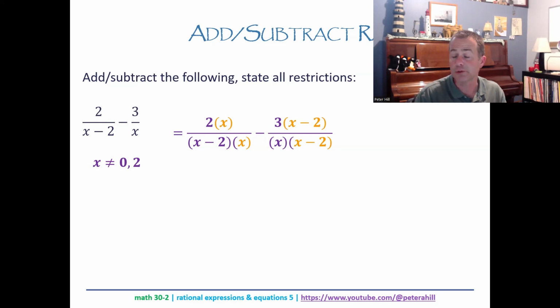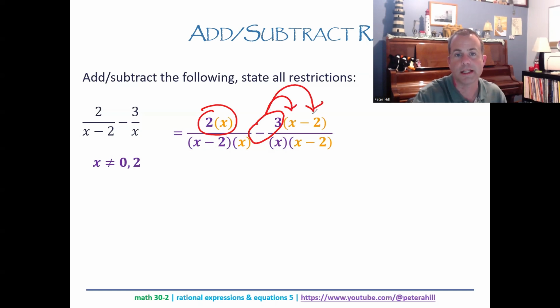Now, on the bottom, I've got that x times x minus 2. I can just leave that in factored form. I don't need to multiply that, but I do need to clean up the top. So if I'm cleaning up the top, this is going to be 2x. I need to watch that negative or the subtraction sign there. Treat this like a -3. And so the -3 applies to the x and the -3 applies to the -2.